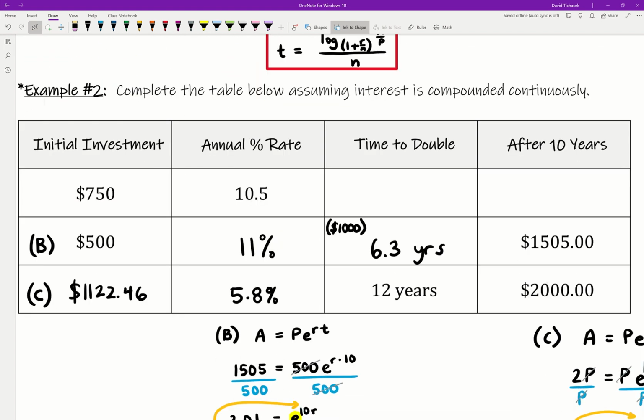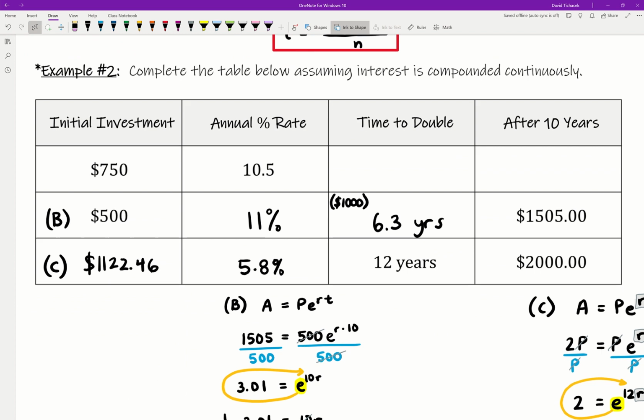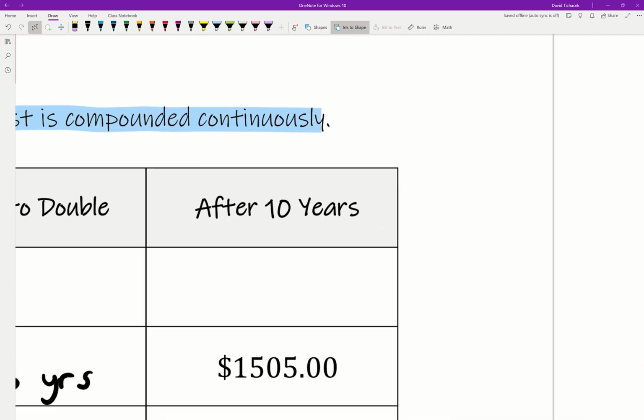So here in the next example, example 2, we can see that we have this big table, and I've already got some work done here just for the sake of time in the video. What I want to do here, it says in the directions, is to complete the table below, assuming that interest is compounded continuously. And so remember that we've already talked about compound interest, and anytime it says that it's compounded continuously, we know that we need a special formula for that.